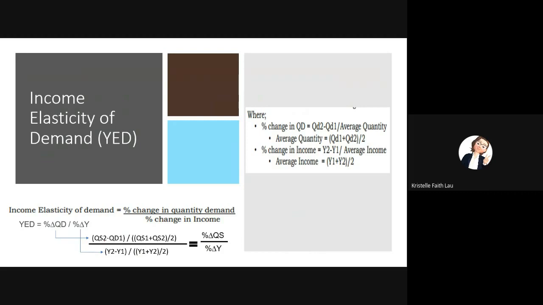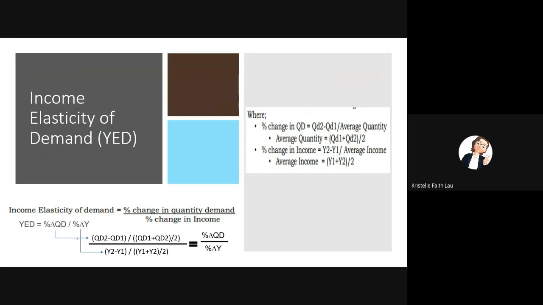Ayan. Edit ko muna class because that will be D, because percentage change in quantity demand ang ginapangita, not the supply. So, nakalimot ko og edit here. Should be QD. And also there, D. Okay, so na-edit na ang lahat. So, ready na tayong mag-proceed sa ating topic sa income elasticity of demand.